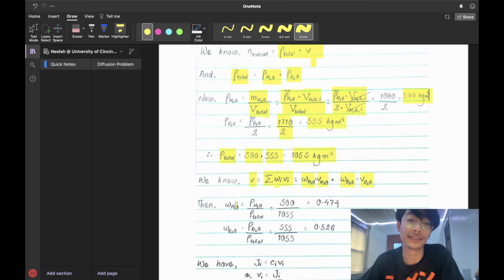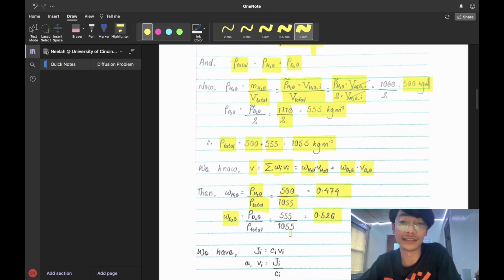So first of all, let's calculate the mass fraction of these 2 components. So we know that the mass fraction of any component is simply equal to its mass concentration divided by the total mass concentration of the solution. So we know that we calculated that the mass concentration of H2O was 500, and we calculated that the total mass concentration of the solution was 1055, which gives us this value. In the same way, we calculate the mass fraction of D2O, which gives us 0.526.